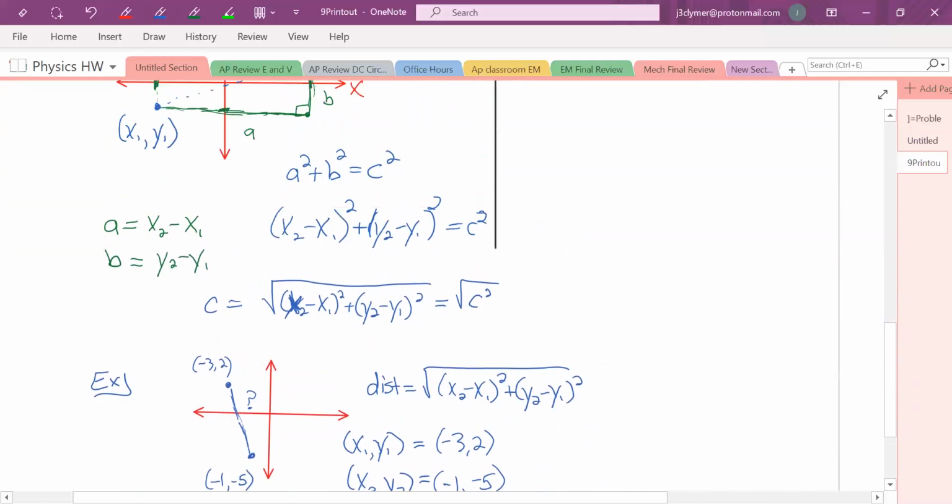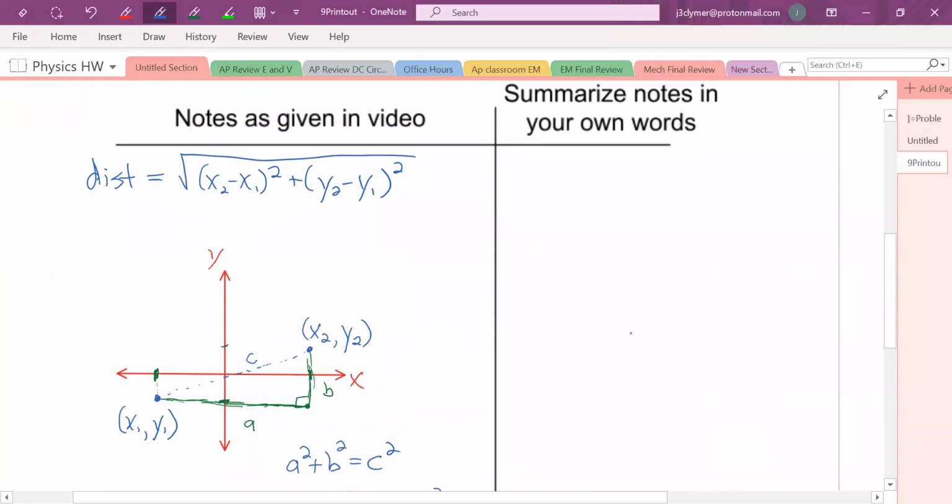All right, go ahead and write a summary in your notes. Summarize what you learned in your own words in a couple of sentences.